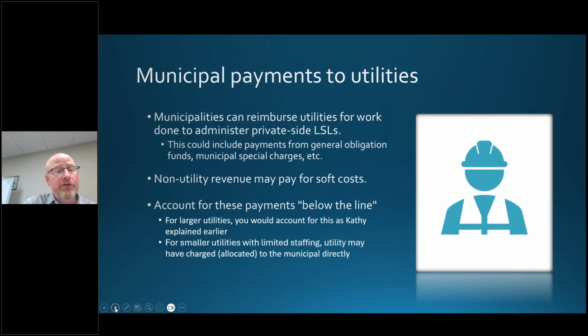And again, you would account for these below the line. For the larger utilities, it would be exactly what Kathy described in terms of how to account for that. For the smaller utilities, it might be a little bit different, just based on the staffing levels and things like that that they have. They might just allocate some of those costs directly to the municipality.